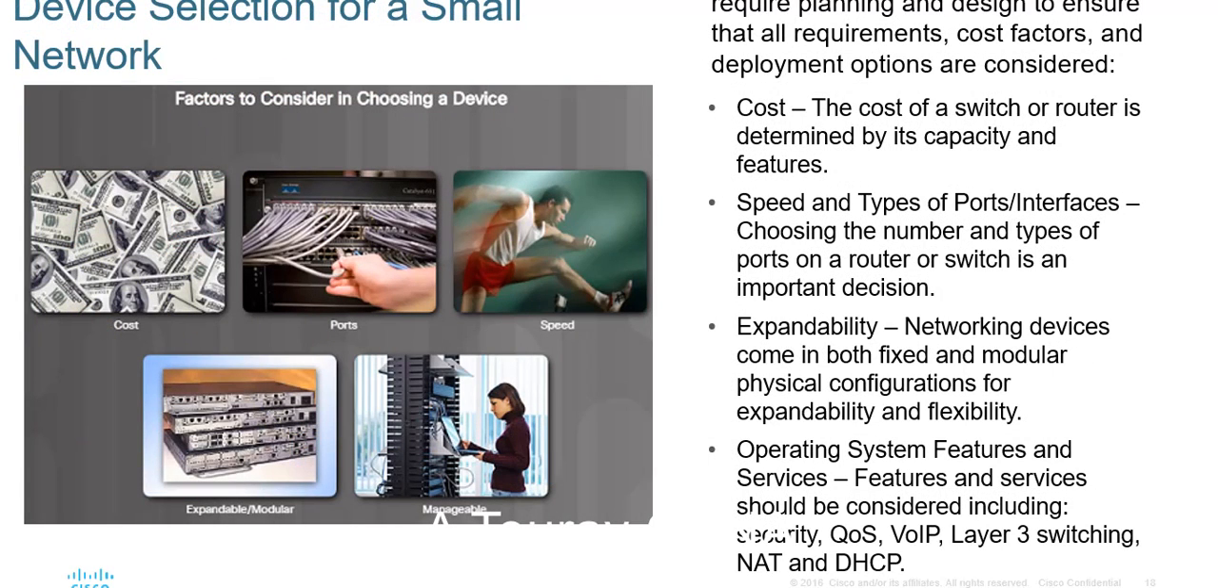So when you are selecting devices for network functionality, or for the start of a network, there are a few things that you need to keep at the back of your mind. You have to think about the cost, regardless of the size of the network. You have to think about these few things: the cost, the speed and types of ports or interfaces, the expandability, and operating system features and services.